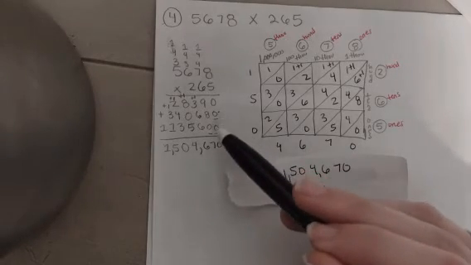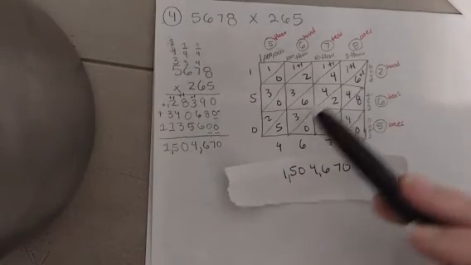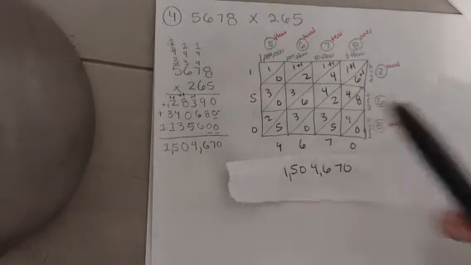1,504,607. The standard algorithm, you have placeholders with zeros when you're multiplying, while with the lattice method, it doesn't matter the order you multiply, they're clearly laid out.